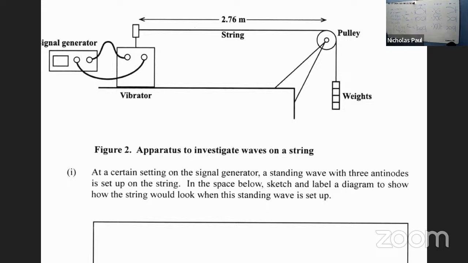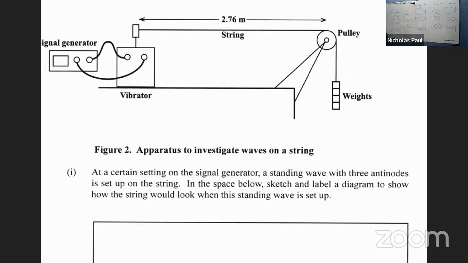So they said it must have three antinodes, right? But will it be nodes on either end? Both ends are fixed, right? Look at where the pulley is. They have a weight there.